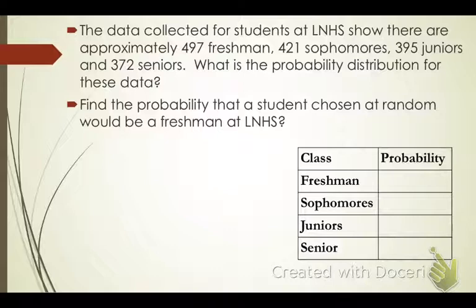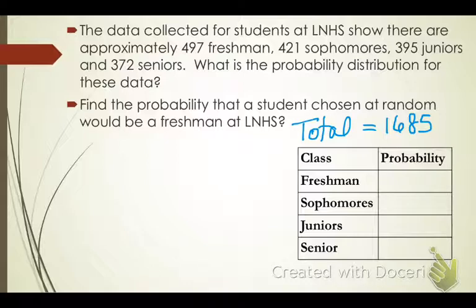The data collected for students at LNHS show there are approximately 497 freshmen, 421 sophomores, 395 juniors, and 372 seniors. What is the probability distribution for these data? That means we don't want just numbers. We want to know what percentage of students fall within each of these categories. And to do that, we need to total up all of those numbers, and we get a total of 1,685 students at LNHS the year this was created.